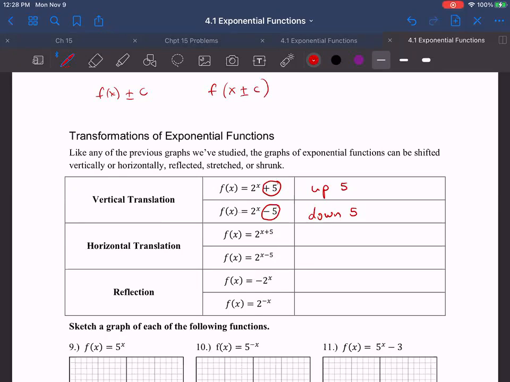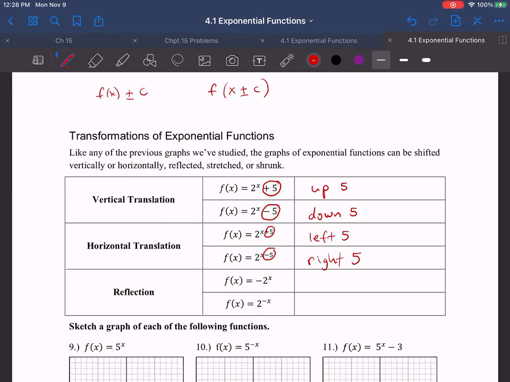Next, horizontal transformations, they occur when you have it acting directly on the x. And you can see here that it's happening up in the exponent like that. So it's going to be a horizontal transformation. And then when it's horizontal, you do the exact opposite of what is there. So here we have a +5. So we're going to move left 5, so in the negative direction. And then we have a -5 up here. So we're going to move right 5 in the positive direction, just like that.